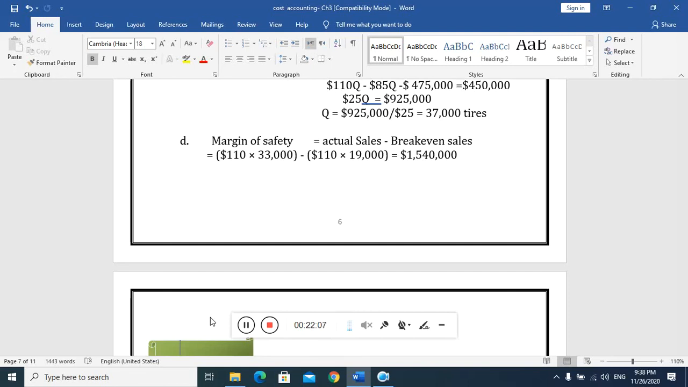We can say that margin of safety will equal actual sales minus break-even point quantity, which is $110 multiplied by 33,000 tires minus $110 multiplied by 19,000 tires, equals $1,540,000. This is the margin of safety.